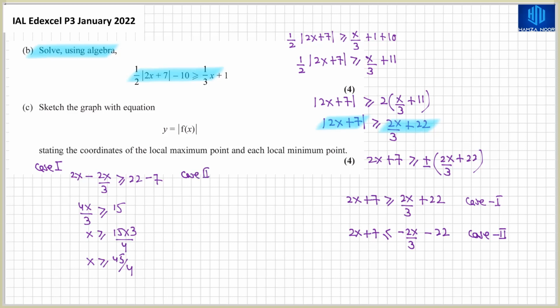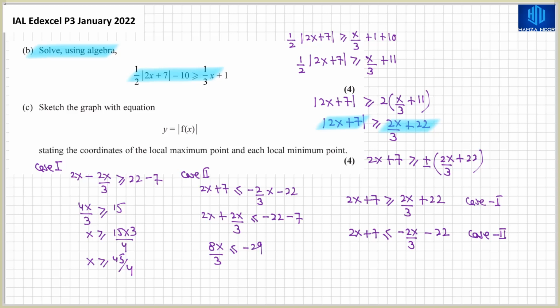According to case number 2, 2x plus 7 is less than or equals to minus 2 over 3 into x minus 22. So therefore we can say that 2x plus 2x over 3 is less than or equals to minus 22 minus 7. So far we have achieved this. So 2 plus 2 over 3, this is supposed to be 8 over 3. So 8x over 3 is less than or equals to minus 29.